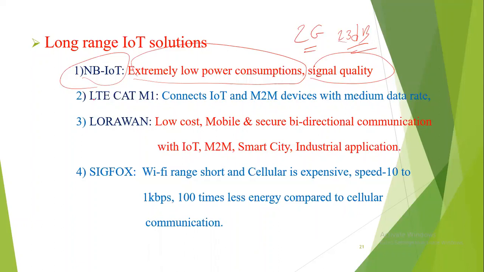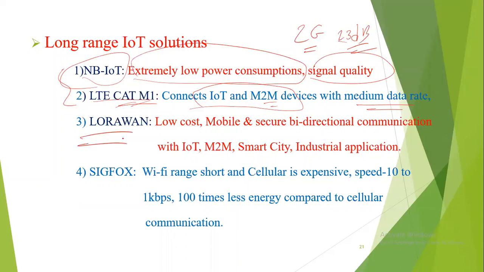And then LTE-Cat M1 is also there, which connects IoT and M2M devices. Internet of Things and machine-to-machine devices can be connected together using LTE-Cat M1 with a medium data rate. And these two technologies, narrowband IoT and LTE-Cat M1, use the present network infrastructure. They don't need any new infrastructure. They use the current infrastructure, and they can provide us a solution.